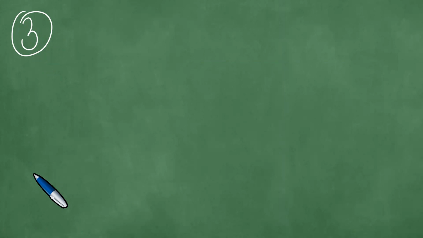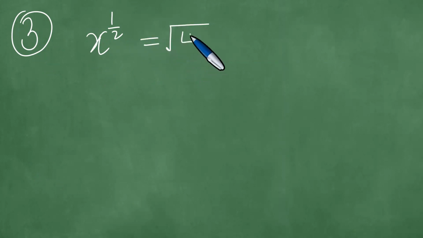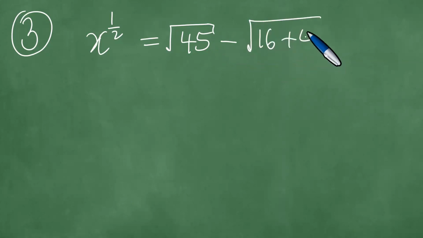Now we have number 3, and number 3 is just not different. It is x to the power 1/2 equals the square root of 45 minus the square root of 16 plus 4. Okay, this one is just involving surds.